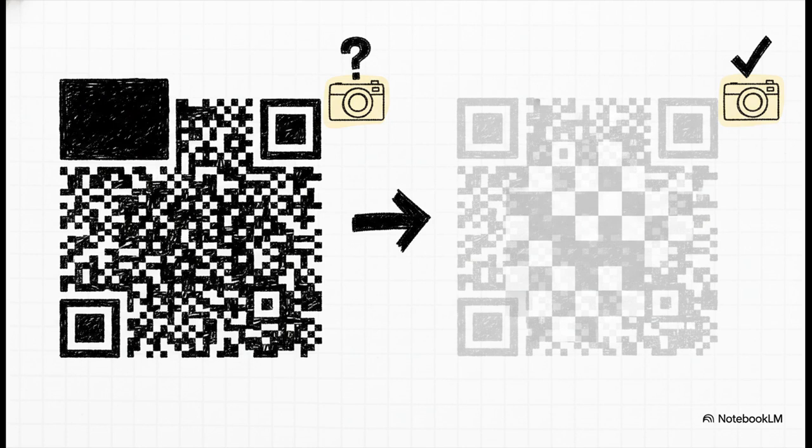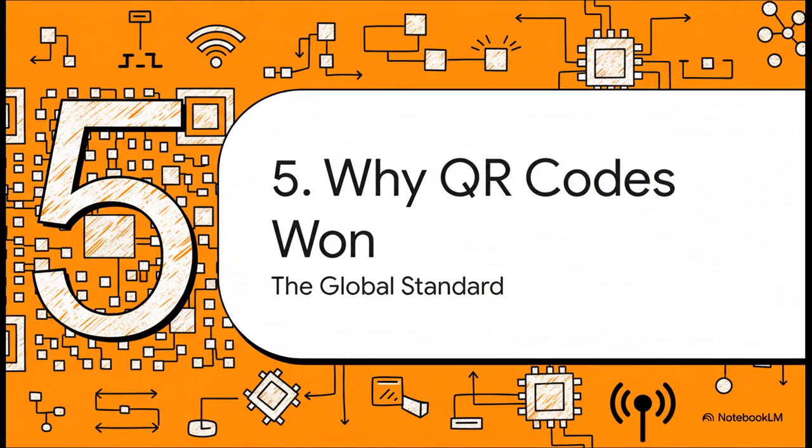There's one last little trick to make sure it's readable, and it's called masking. See, if you had huge blobs of all black or all white squares, that could actually confuse a scanner. So to prevent that, a final pattern is laid over the code, which flips some squares from black to white and vice versa. It just balances out the whole look of the code, making it as easy as possible for a camera to read.